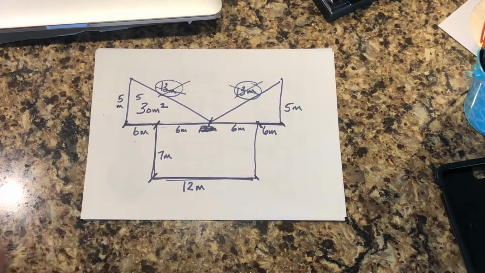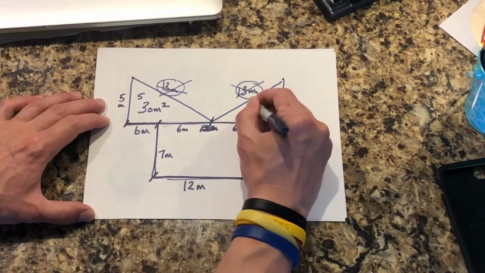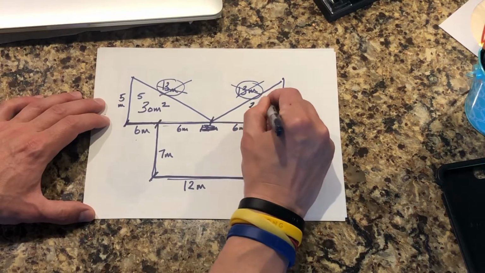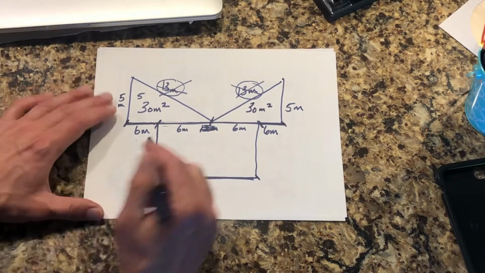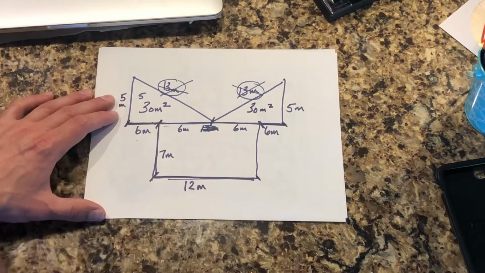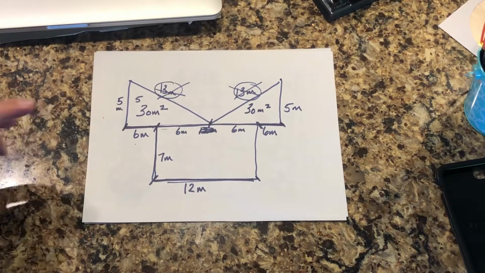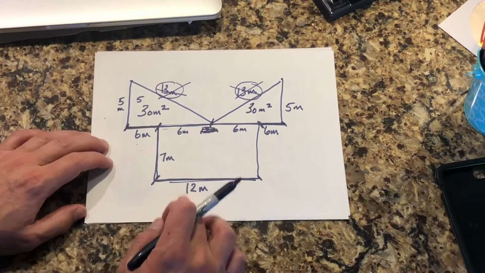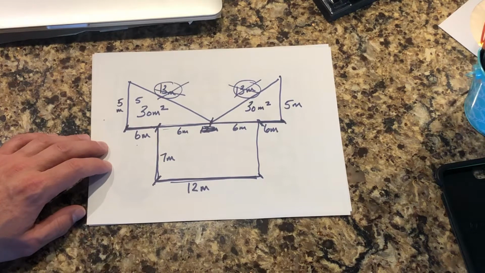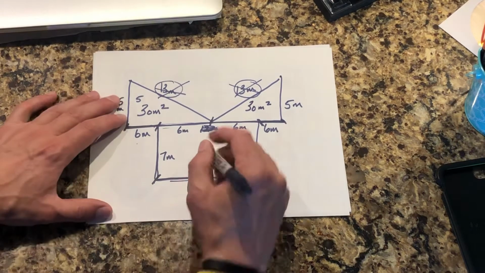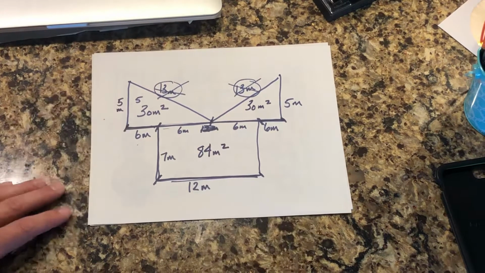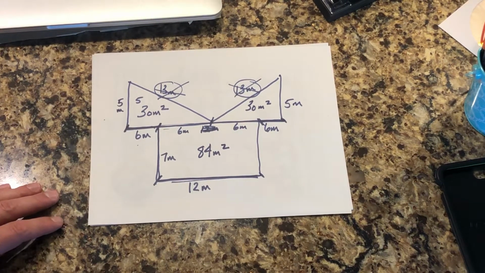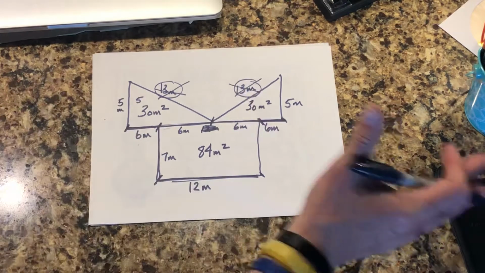And again, these triangles are congruent, same size, same shape. So I know the area of one is the area of the other. So that takes care of my triangles. And the last thing that I need to do is find the area of this rectangle. And the formula for finding the area of a rectangle is base times height. So 12 times 7. 12 times 7 in my head comes out to be 84 meters squared.